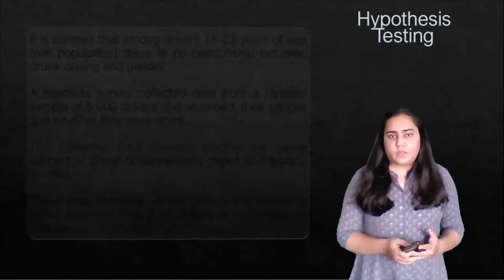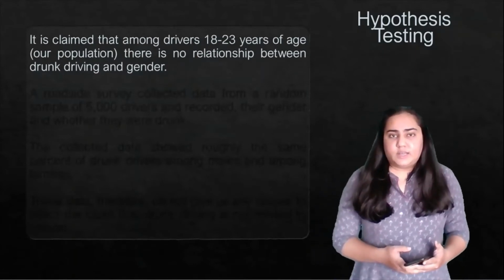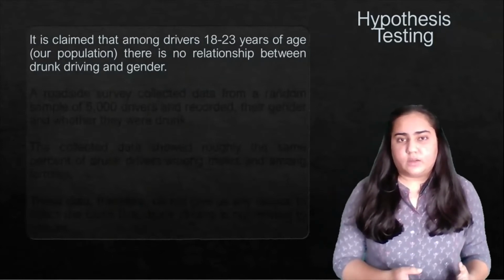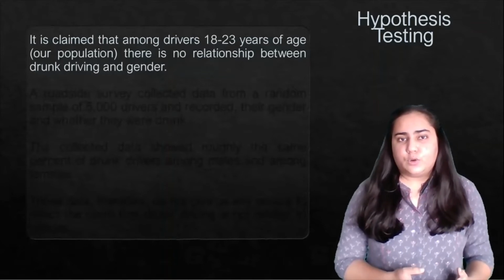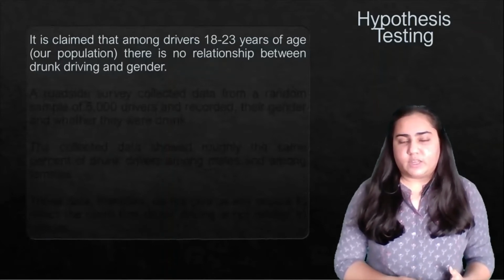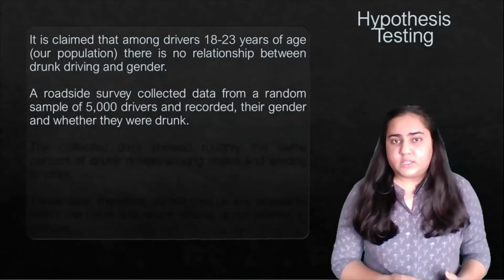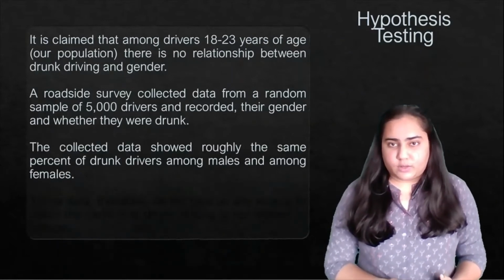So this is an example of hypothesis testing. And let's take a look at one more. It is claimed that among drivers who are 18 to 23 years of age, there is no relationship between drunk driving and gender. A roadside survey collected data from a random sample of 5,000 drivers and recorded their gender and whether they were drunk.